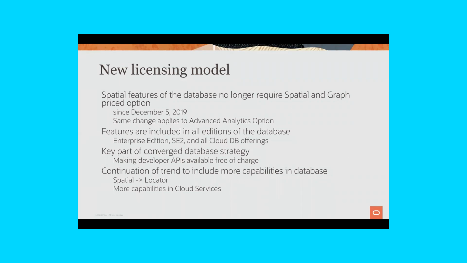On SE1, there is a lower price, lower feature model called Locator that has a subset of the spatial features. But all of the spatial features will be available as part of Enterprise Edition, SE2, and all of the cloud database offerings. So you might see some references to Locator in the literature. Locator is basically a subset of the spatial features that are more commonly used for simple business mapping type of applications.